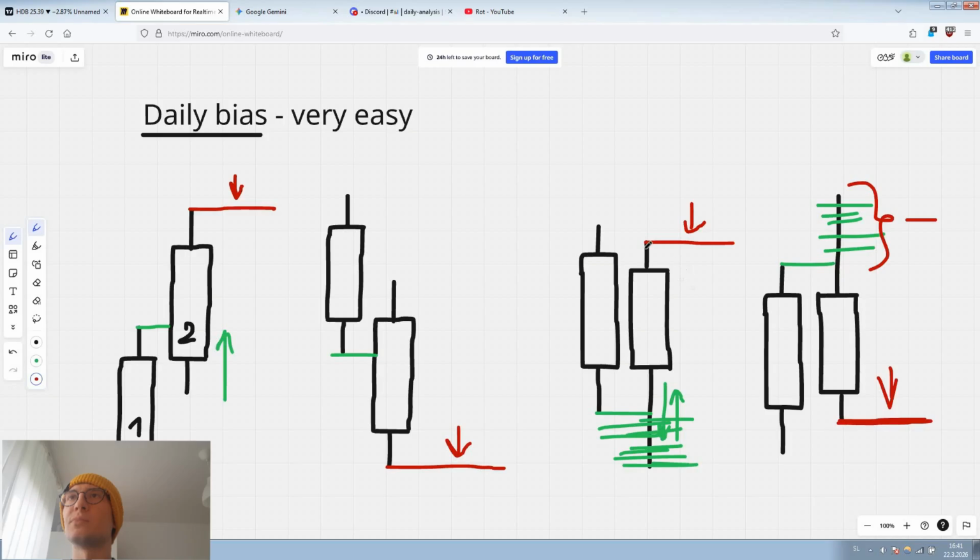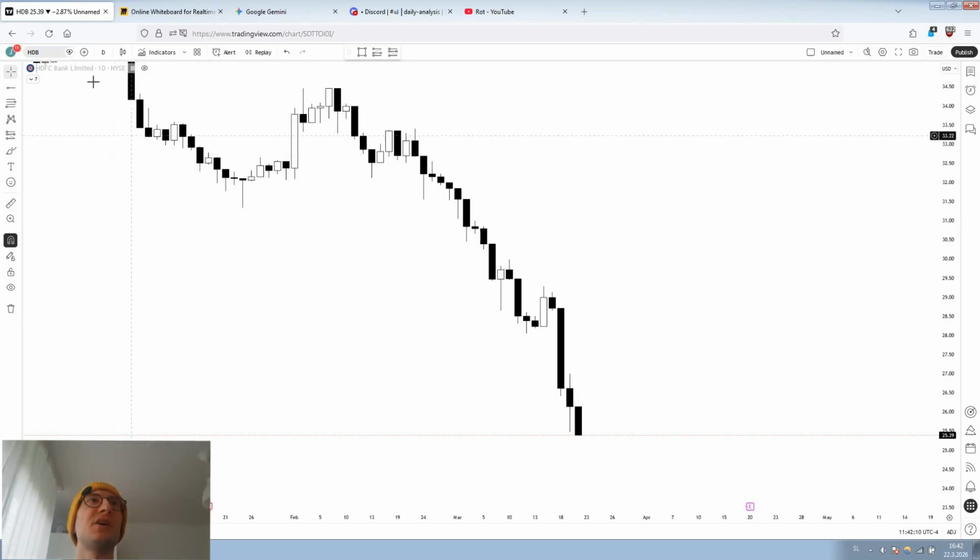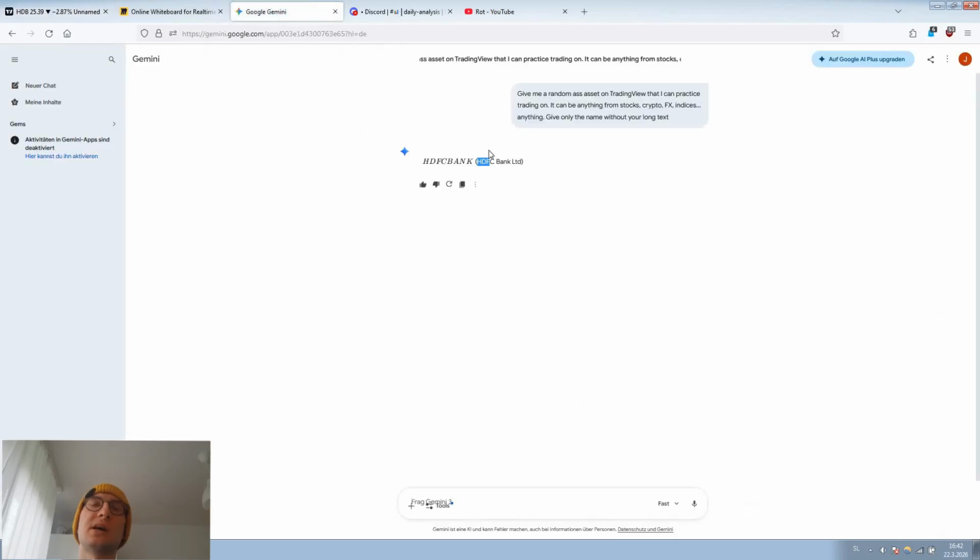Make a screenshot. Those are our draws on liquidity. I mark them over here. So now let's go to the examples. Over here I have HDFC Bank, which was randomly chosen at the first episode of every season of Trading Exercise by Gemini AI. Here is the prompt. It gave me HDFC Bank.